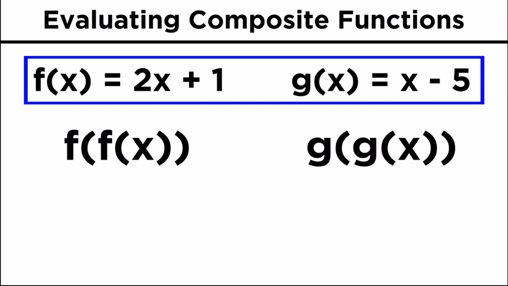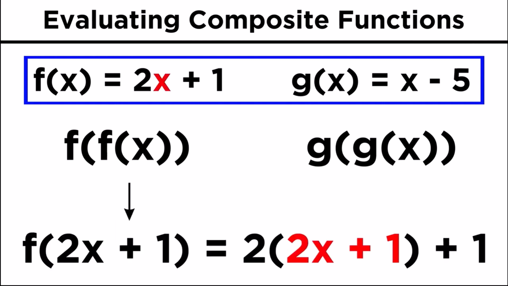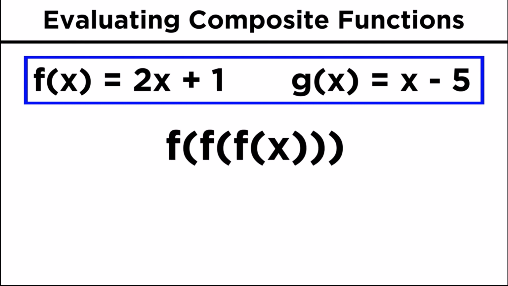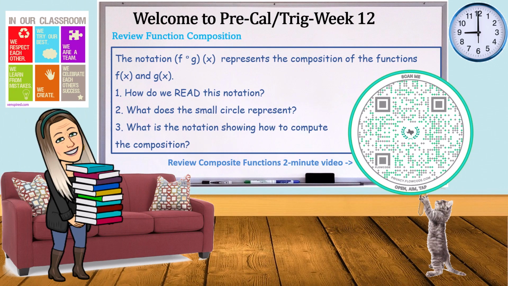But it doesn't end here. We could do f of f of x if we wanted. This is not the same thing as squaring the function, which we can also do. f of f of x would mean plugging in 2x plus 1 where x goes, and that means multiplying through by 2 and then adding 1 to get 4x plus 3. We could do f of f or g of g or any sequence you can imagine using 2 or even more functions.